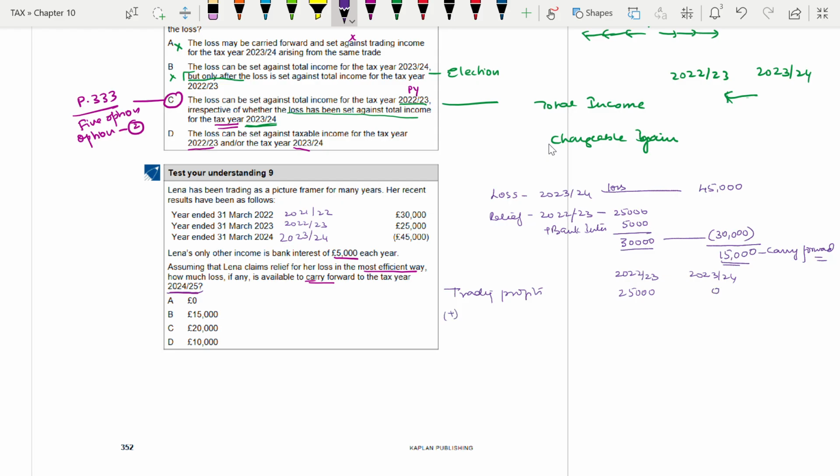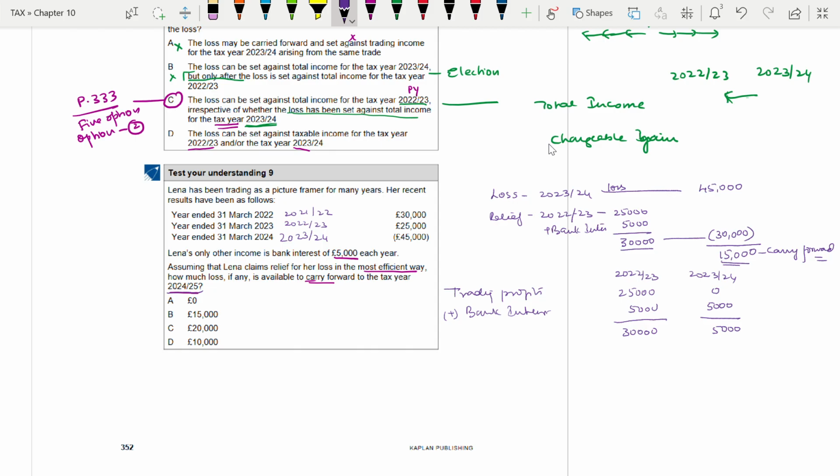You have the income, bank interest. How much is the bank interest? 5,000. Here also how much? 5,000. Fine. Now how much is there? You will have 30,000 here, with the 5,000 included.